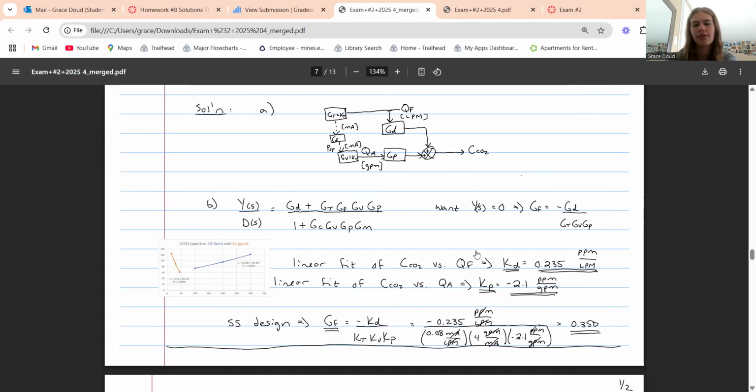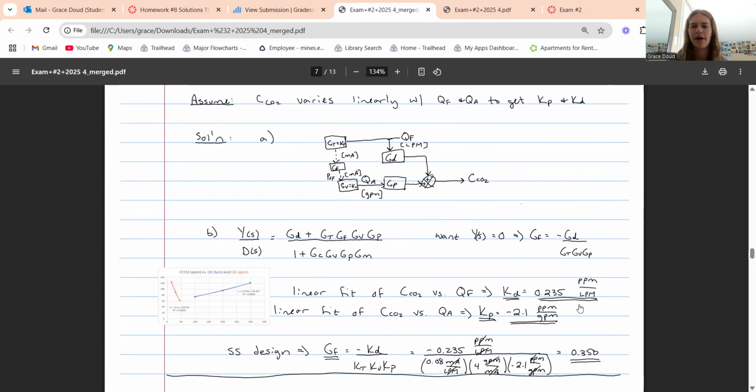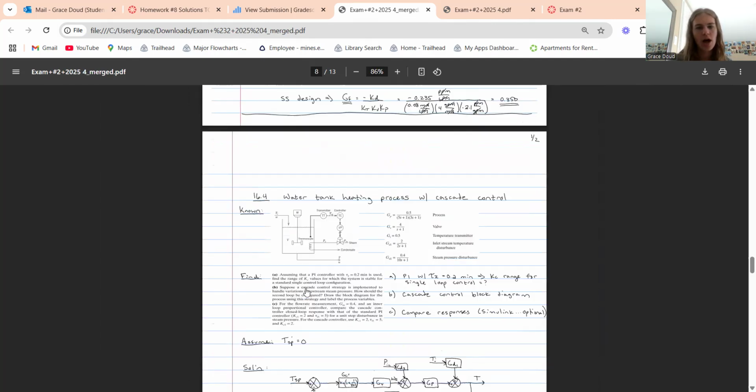From there we can use our linear fits to get our k's. Oh, we can use k's instead of g's because it's steady state, so all of our taus and everything are going to go to 0, and we'll just have K's instead of G's, and then from there we can just solve for this by plugging in all the values that we got from the linear regression.